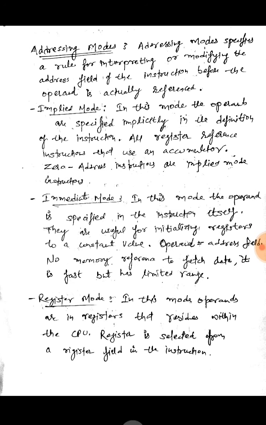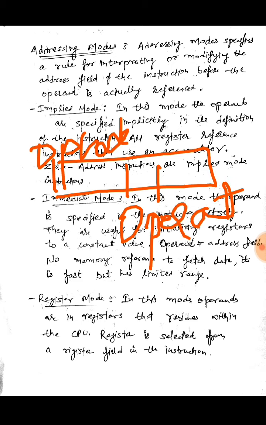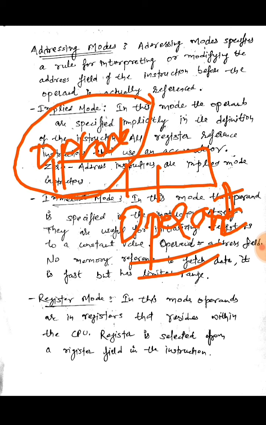So we have already seen the instruction format, that every instruction consists of an opcode and an operand, whereas the operand is the data on which we need to operate, and the opcode will tell us what kind of operation we need to perform on the data or the operand.